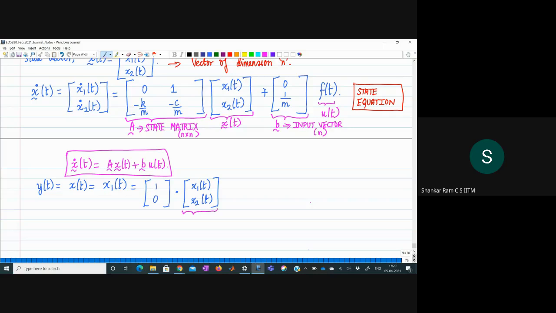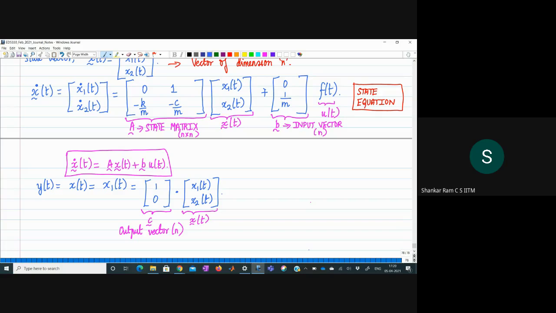So once again, we know that this is the state vector x. This vector is now called the output vector, denoted by C. This is once again of dimension n. And this equation is what is called the output equation.